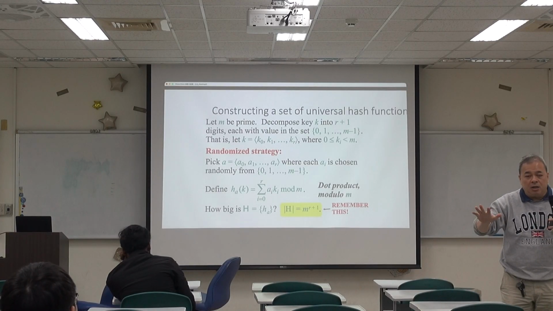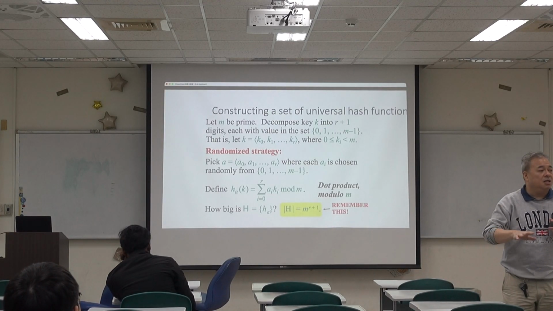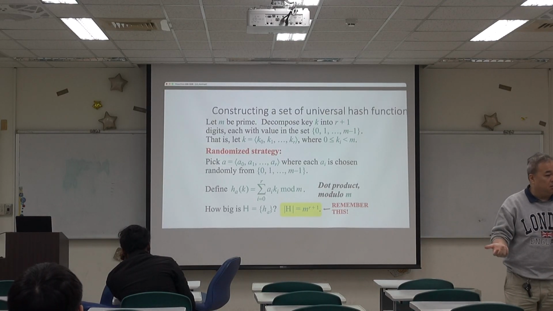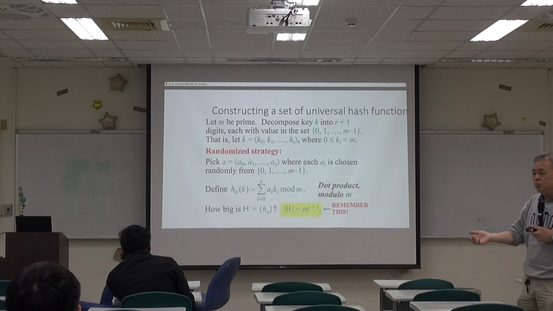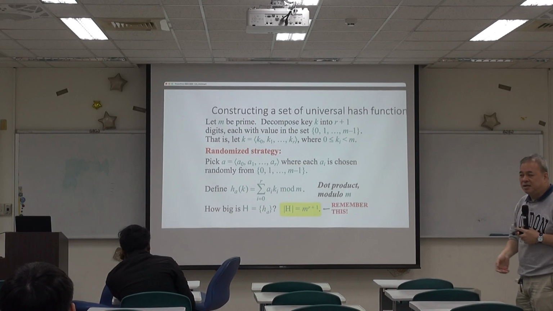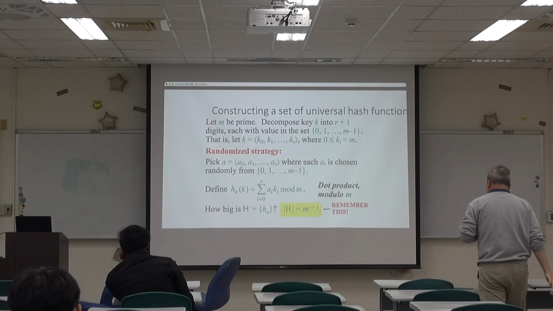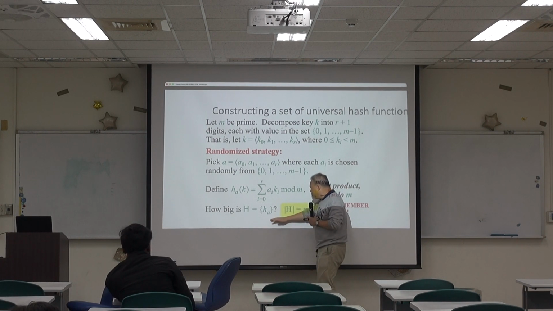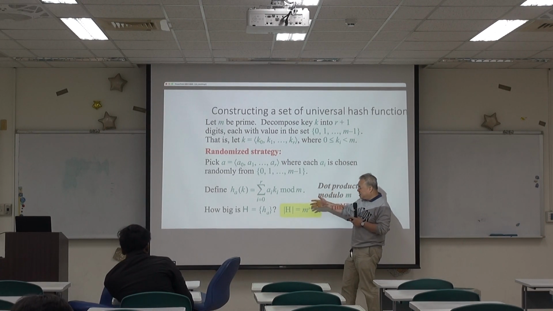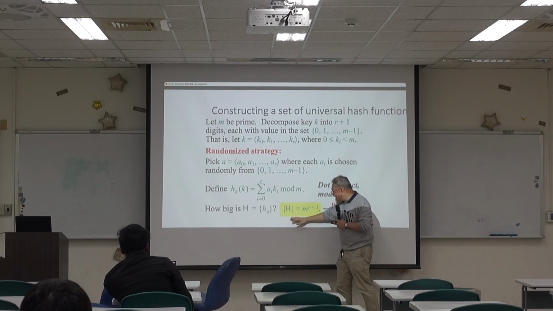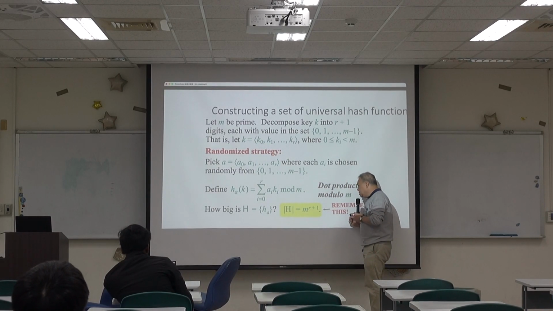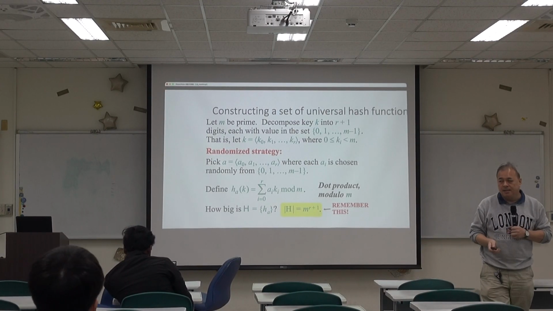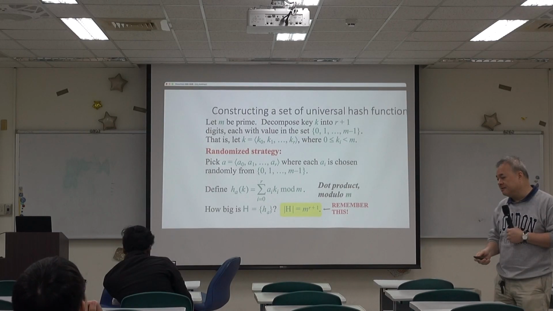In this class we are going to use simple math, like simple probability or high school math. I'm not going to bore you with deep mathematics. So the total number of hash functions in this set is n to the power of r plus 1. Do you remember this? Because later on we are going to use this.